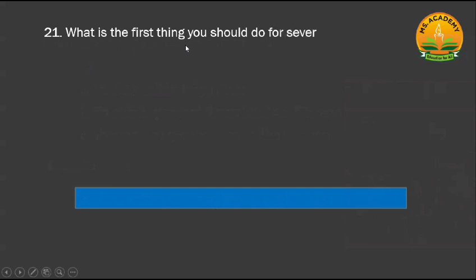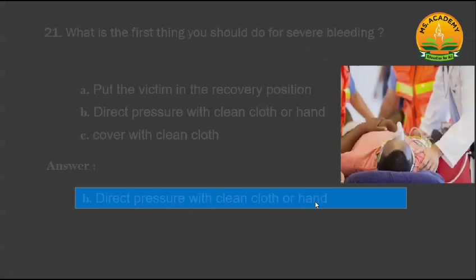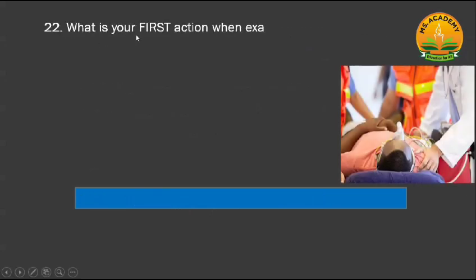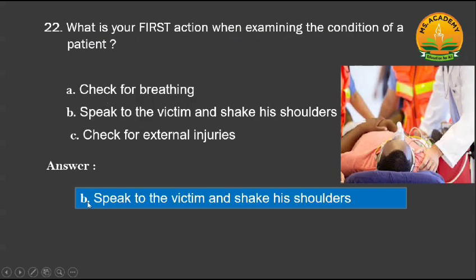What is the first thing you should do for severe bleeding? Correct option is B, direct pressure with a clean cloth or hand. What is your first action when examining the condition of a patient? Correct option is B, speak to the victim and shake his shoulders.